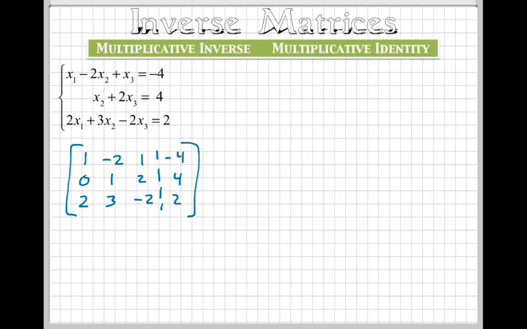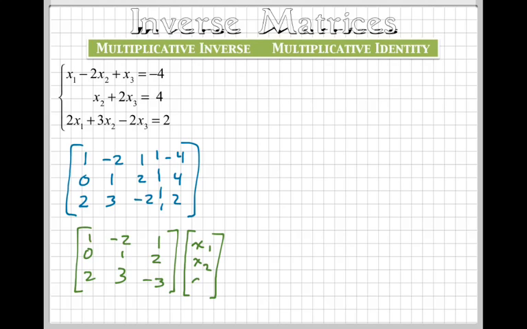Well, this is kind of like vocabulary because I'm just telling you that you can write this matrix a different way. You can write 1, 0, 2, all these numbers are the same, except you don't include the constants in this one. Instead, you multiply the matrix by x sub 1, x sub 2, and x sub 3, and this is supposed to equal negative 4, 4, and 2.